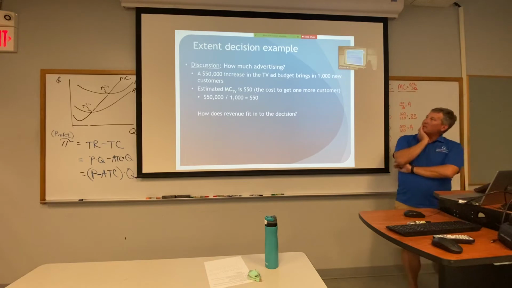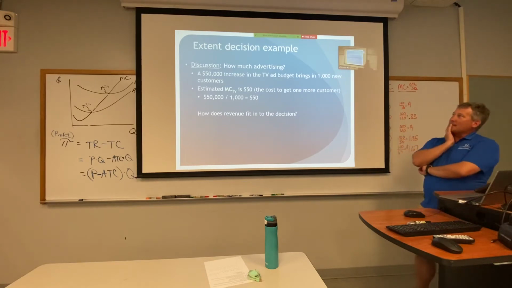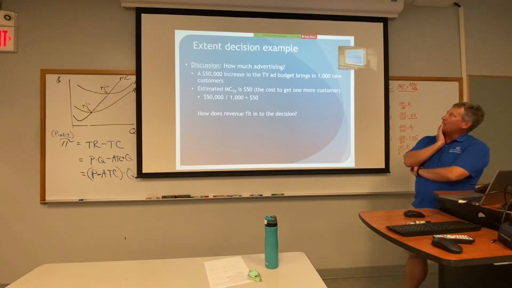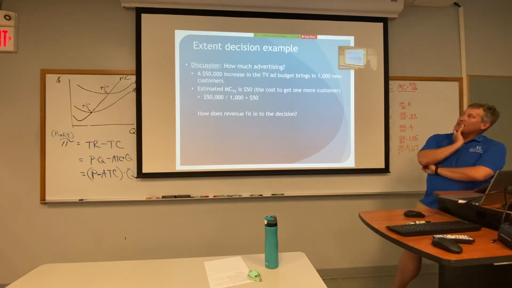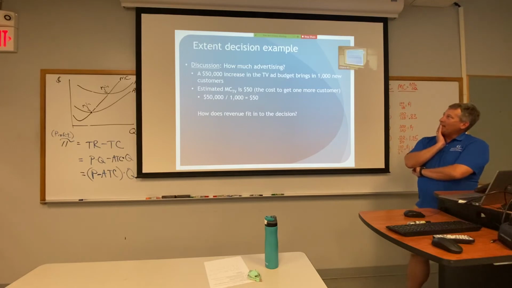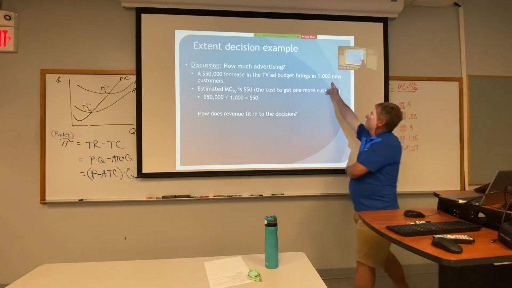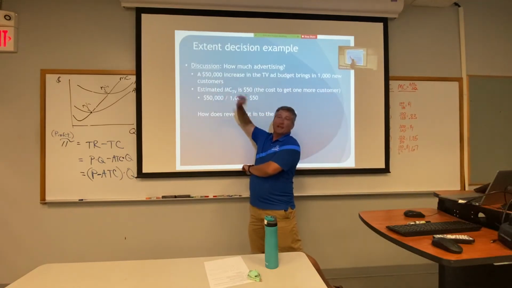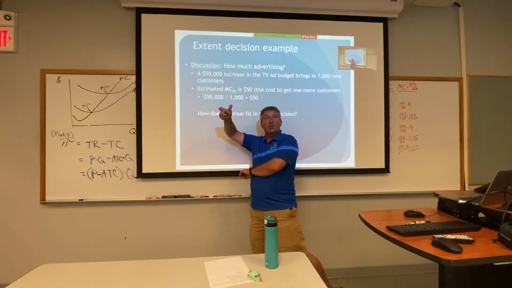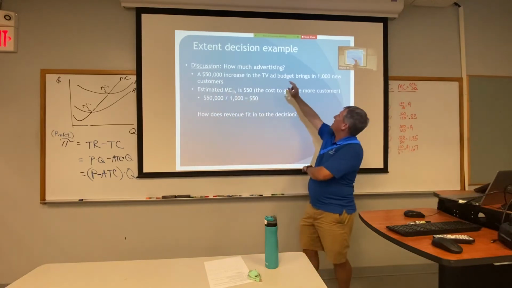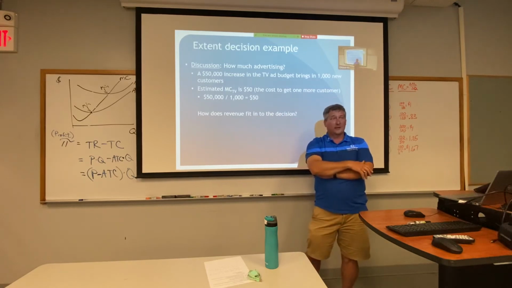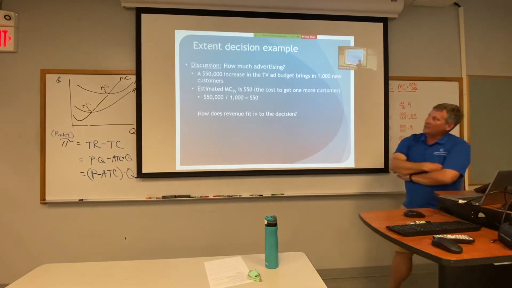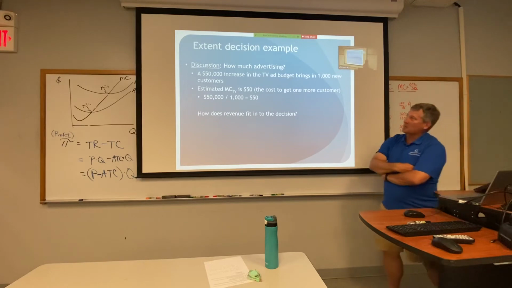So let's get a little numbers. You'll start to see some of this in homework. A $50,000 increase in the TV ad budget brings 1,000 new customers. Estimated marginal cost is 50. The cost to get one more customer, right? So we got 1,000 new customers, a $50,000 incremental change in total cost. Change in total cost divided by the change in quantity gives me $50 marginal cost. So marginal cost of 50, and then how does revenue fit in?